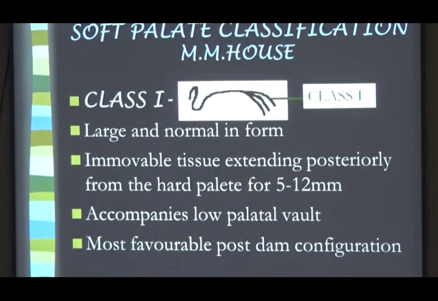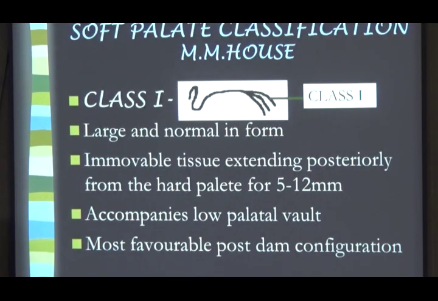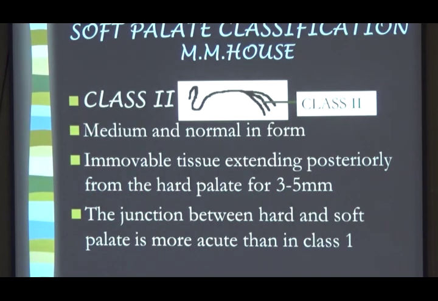The soft palate classification was given by M.M. House, classified into class 1, class 2 and class 3. Class 1 is the most favorable form, class 3 is the least favorable form. In class 1 you have a lot of area for the posterior palatal seal area and the soft palate is almost flat. The movement of the soft palate is quite less, so you can slightly go wrong in locating the posterior palatal seal area in class 1. It does not affect the retention of the denture because the immovable tissue extends to about 5 to 12 millimeters beyond the hard palate. It is the most favorable type of soft palate configuration.